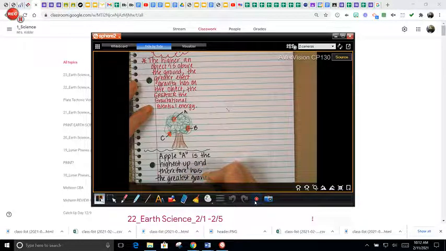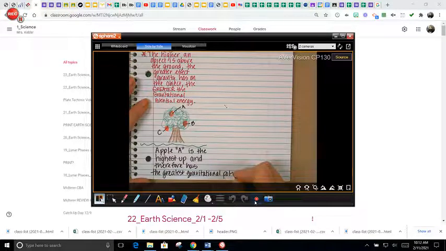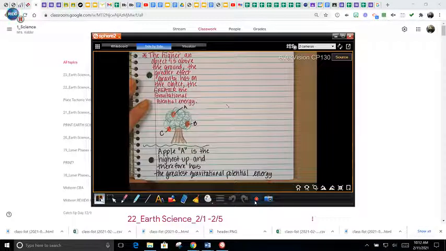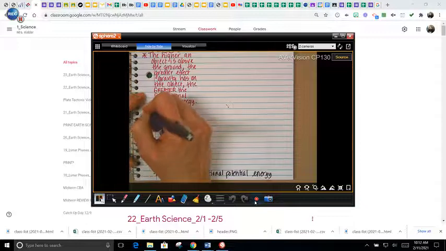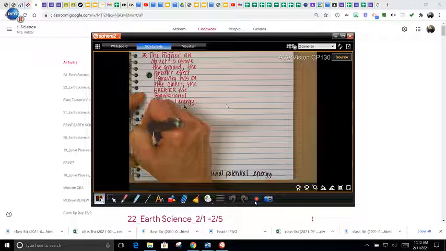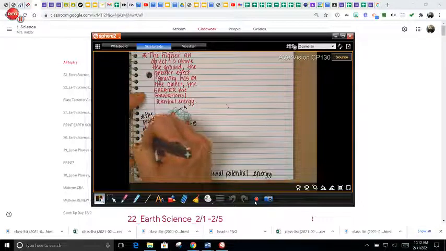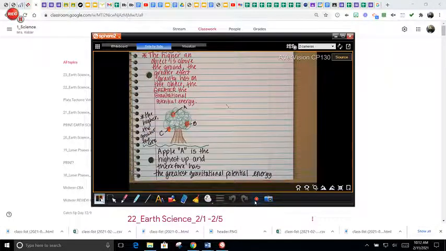Gravitational potential energy. So the higher up you are, the greater your potential energy as far as gravitational potential energy. I'm going to add that. The higher you are, the greater the gravitational potential energy, and I wrote it as GP, gravitational potential energy.